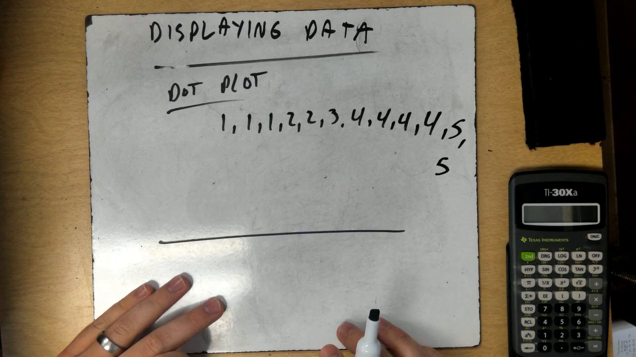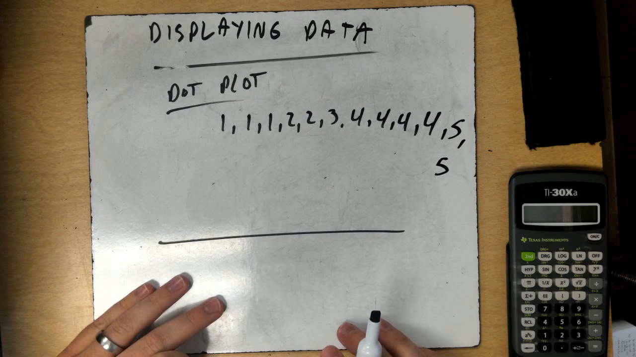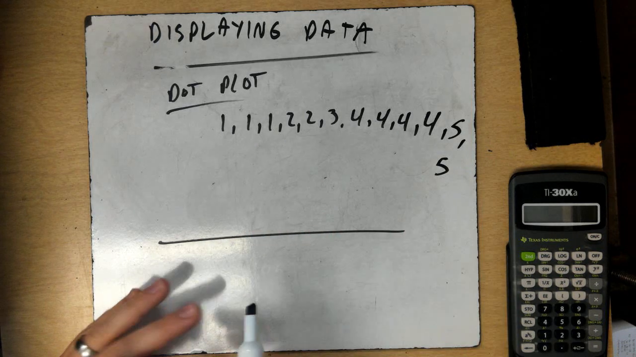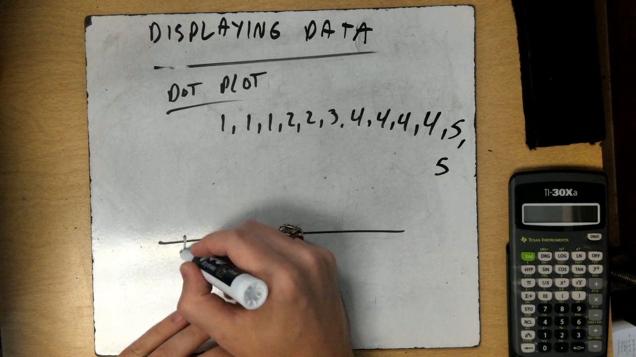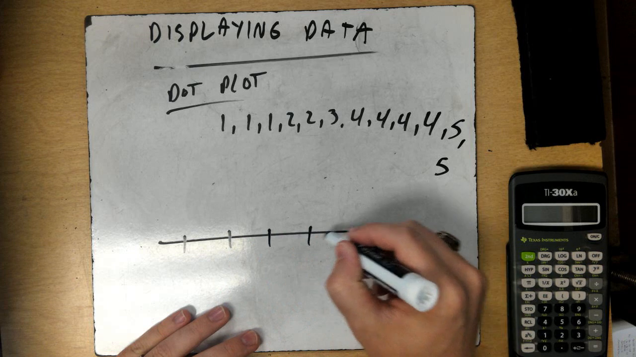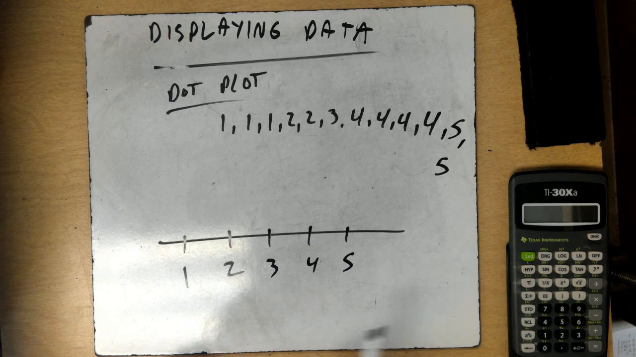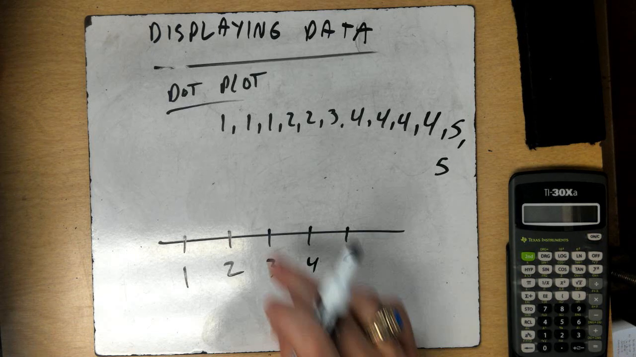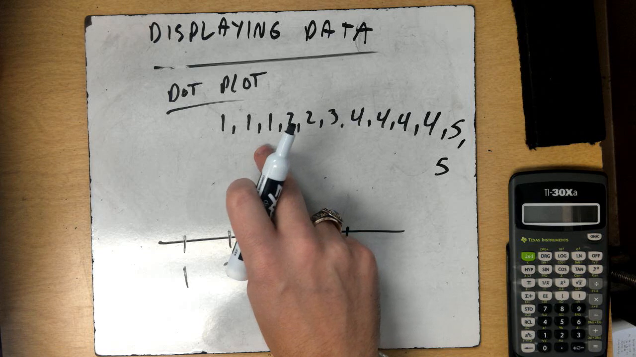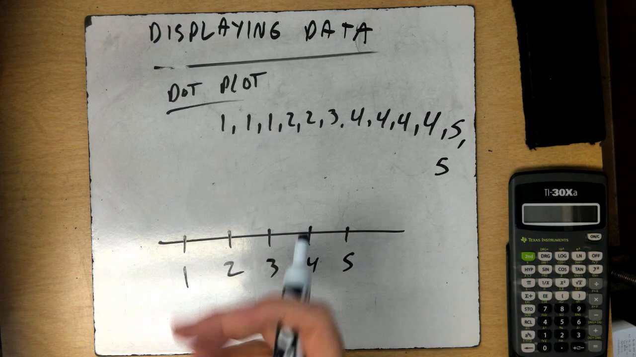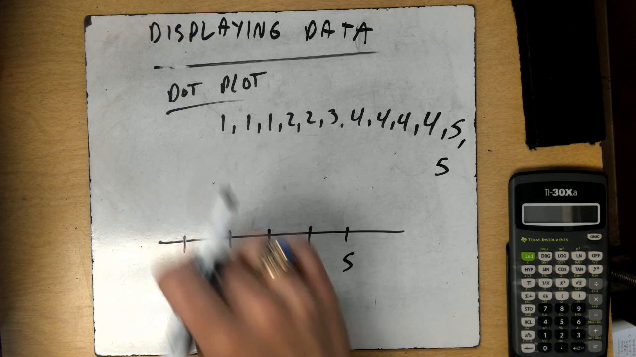Okay, so let's look at all the numbers we have. We have 1, 2, 3, 4, 5, ultimately. So we're going to mark each of those on here: 1, 2, 3, 4, 5. So 1s, 2s, 3s, 4s, and 5s. Now, how we're going to plot this is we're going to take however many times each number appears, and it's going to count as an X or a dot on your chart here.